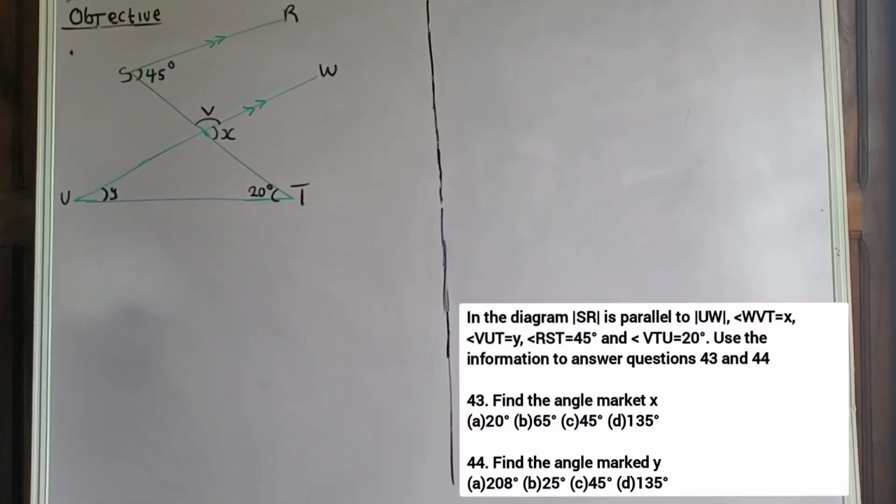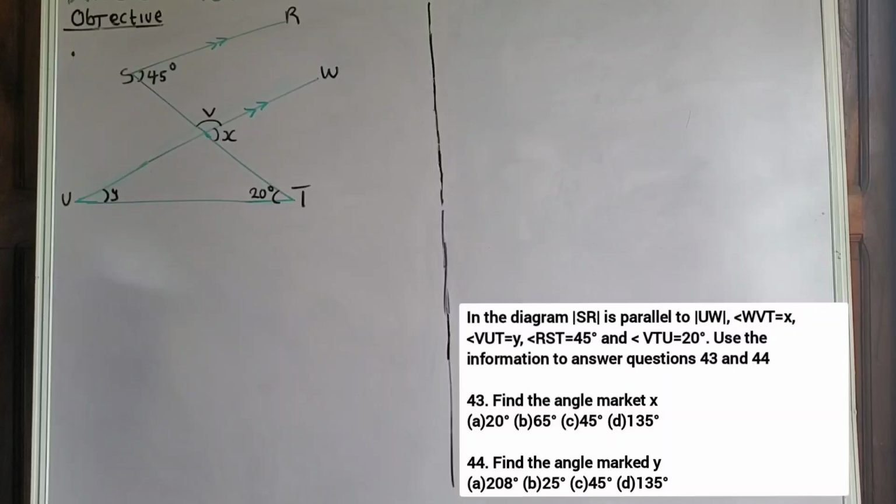In the diagram, line SR is parallel to line UW and angle WVT equals X. Angle VUT equals Y and angle RST equals 45 degrees and angle VTU equals 20 degrees. We are asked to use this information to answer questions 43 and 44.